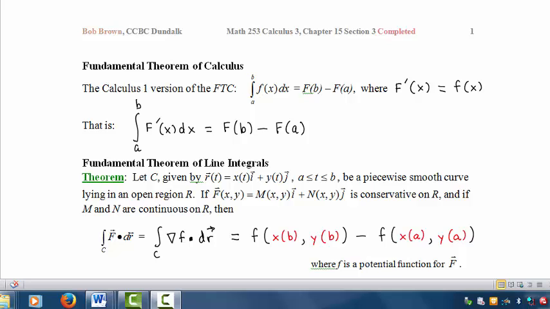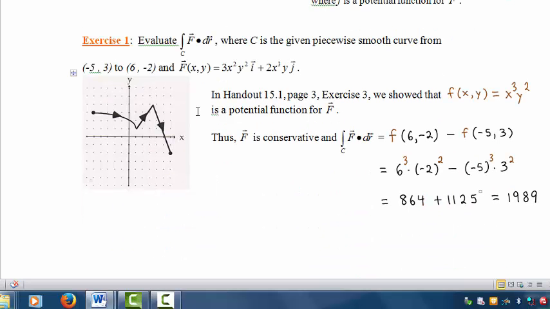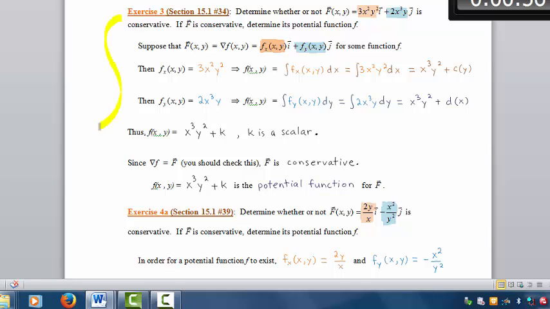Chapter 15, Section 3, Exercises 1, 2, and 3. In Exercise 1, which we will read through, we are supposed to evaluate the following line integral. Now we considered this vector field, this vector valued function, back in handout 15.1 in Exercise 3. And in this exercise, we found that the vector field F is conservative, and we did that by computing a potential function for the vector valued function.